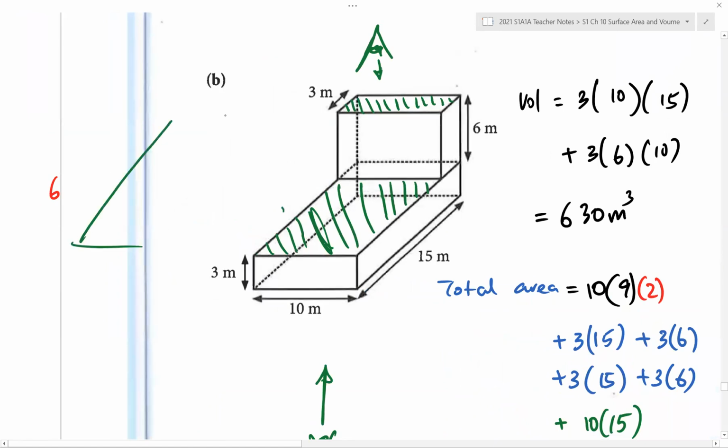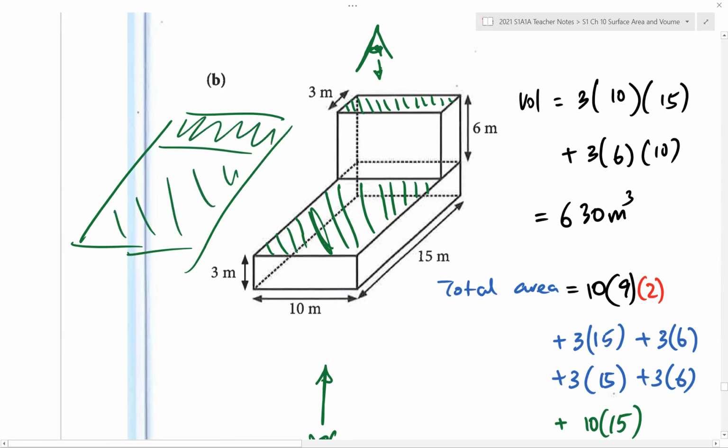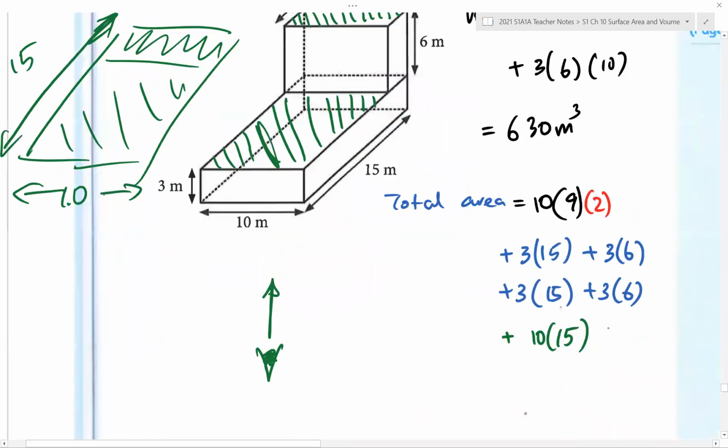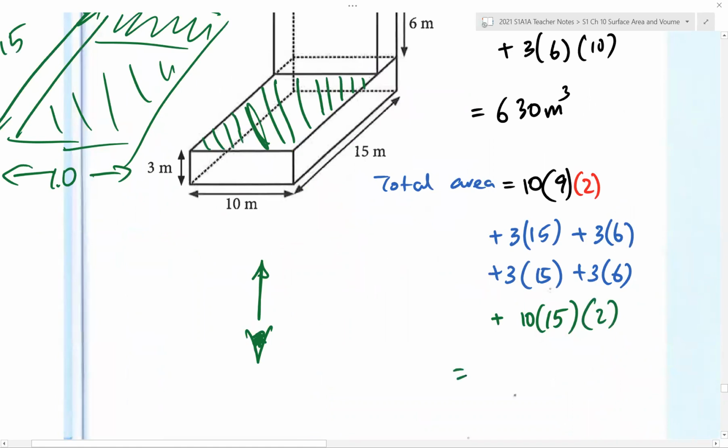From the top down, you see this portion, followed by this portion. Distance is 3 over here. And you know what? We don't need that 3. The total is 15 already. And this is 10. So 15 times 10 again, multiply by 2. Get the total area. 606 square meters. That's all.